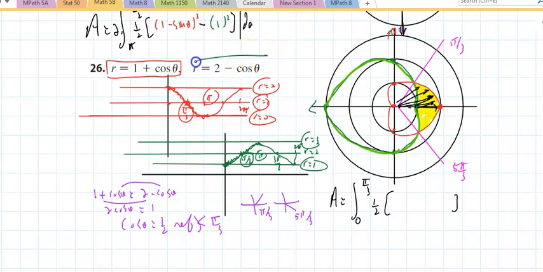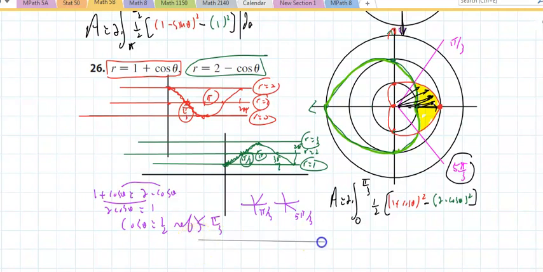That was the green. The red would be 1 plus the cosine of theta squared minus the green, and I know that the green is 2 minus the cosine of theta squared. And since that's half of it, multiply it by 2. If I want to do the whole thing, I wouldn't say 5 pi over 3, I'll say negative pi over 3. I suggest you use symmetry, that helps a lot.